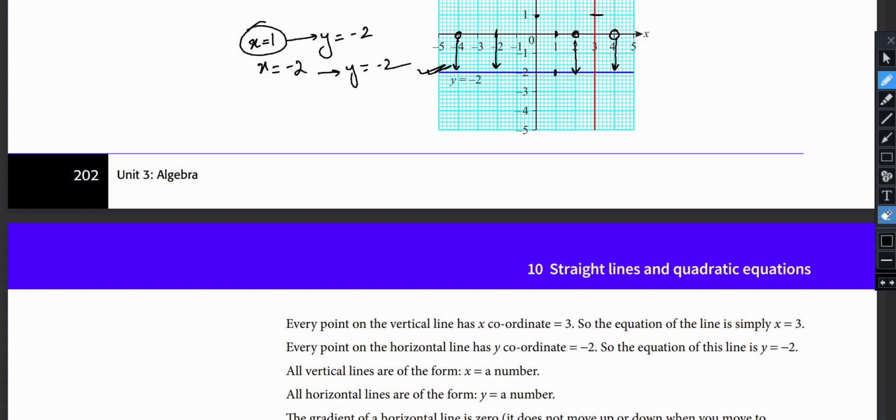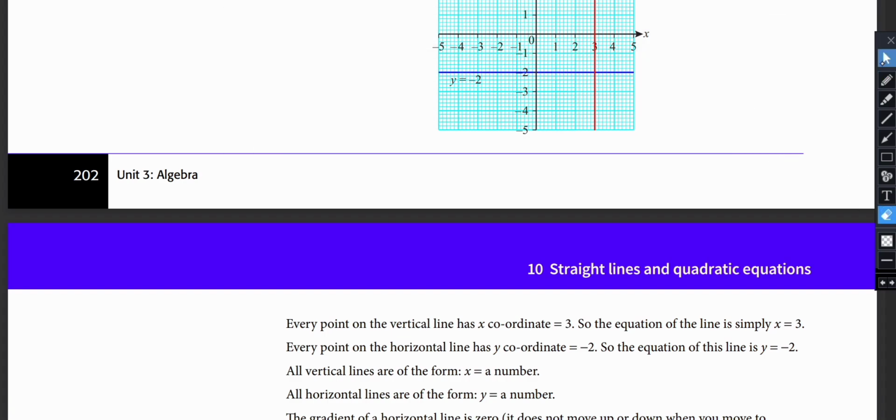Similar for this red line as well. At any y position, x will be 3. So at y is equal to 1, -1, x will be 3. At y is equal to 0, x will be 3. At y is equal to 2, x will be 3. Right? So that's what they are telling us in this.